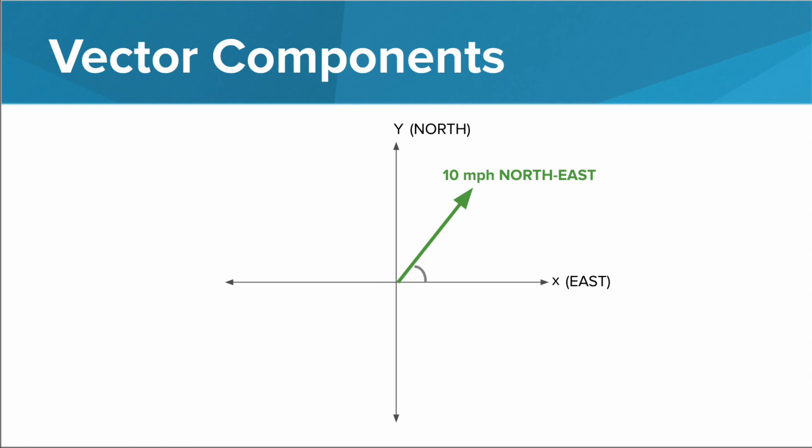We can also talk about the x and y components of the vector, which is another way to describe both the magnitude and direction. Its x component is telling us how fast the car is going to the east, 6 miles per hour. And its y component is telling us how fast it is moving north, 8 miles per hour. By driving 10 miles per hour northeast, it is going both 6 miles per hour east and 8 miles per hour north at the same time. That's what our components can tell us.